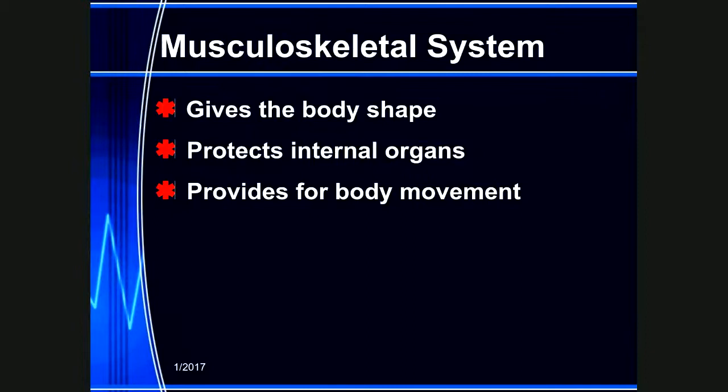Let's talk a little bit about our musculoskeletal system. The musculoskeletal system extends throughout the body. It gives the body shape, and it has three main functions: to give the body shape, to protect vital internal organs, and provide for body movement. Now think about it. If we didn't have a skeletal system, we'd just be basically kind of muscle and kind of be like a big giant blob. And we would have a tough time getting around if we didn't have the skeletal system.